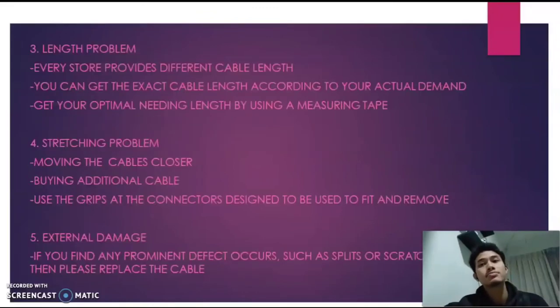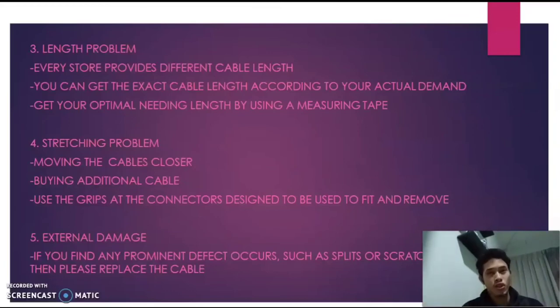The third, the length problem, is something that can be solved easily because almost every store provides different cable lengths for meeting the requirements of various length demands. Especially the online stores, they still offer the service of customizing and you can get the exact cable length according to your actual demand. Before you look through the online cable store, it is essential for you to get your optimal length by using a measuring tape. You can position all the equipment that you intend to connect with the cable and then measure the distance between them and get the approximate length.